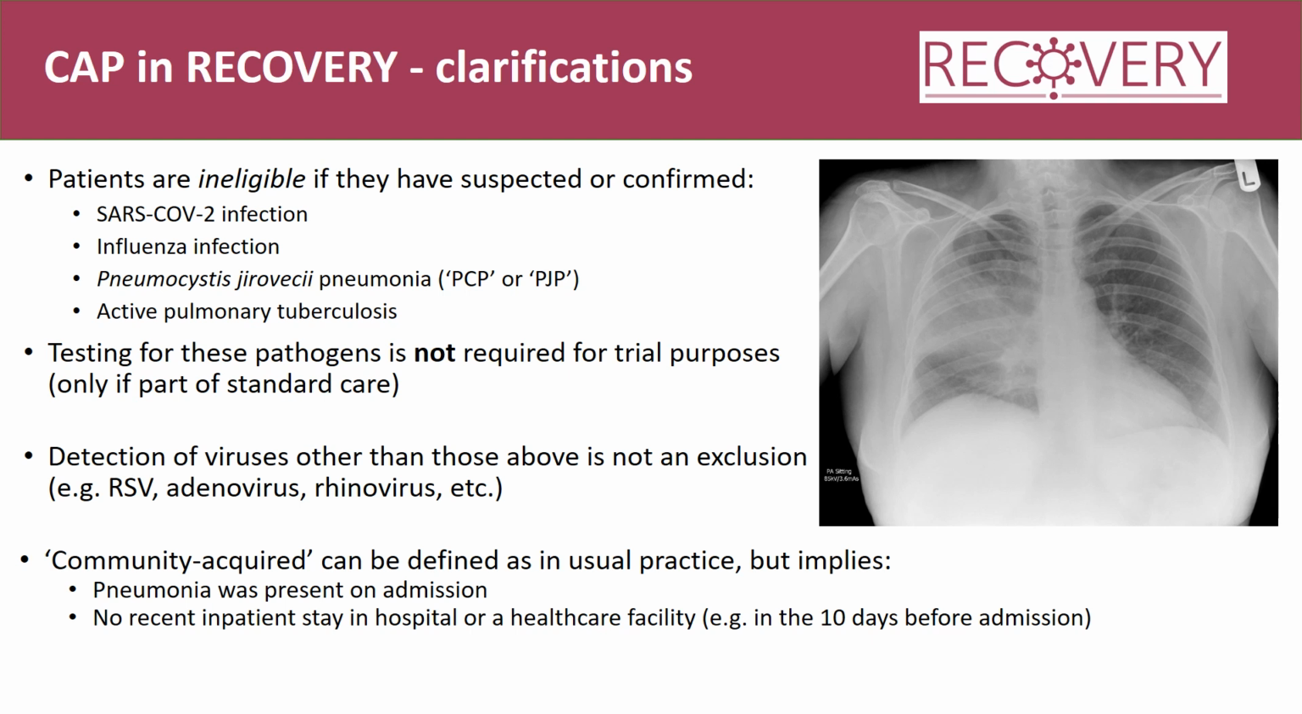We also realise that the recovery CAP eligibility criteria will exclude some patients with bacterial pneumonia secondary to flu or COVID. Detection of viruses other than those above is not an exclusion. For example, viruses usually associated with mild upper respiratory infection, like RSV, adenovirus or rhinovirus.